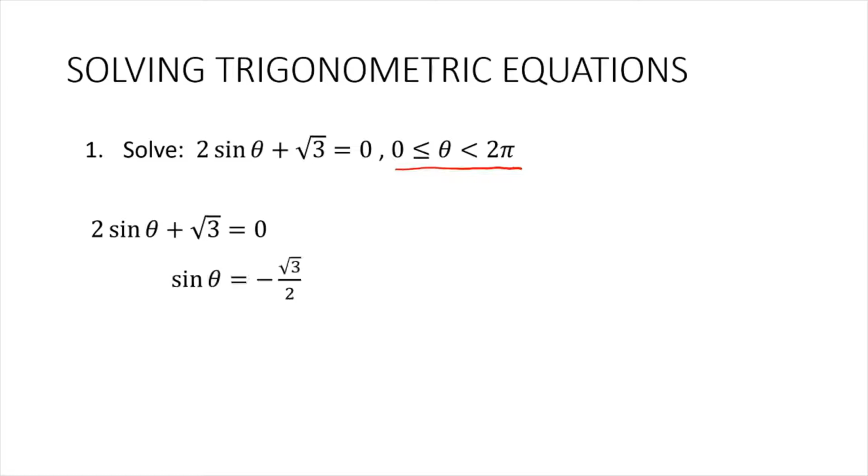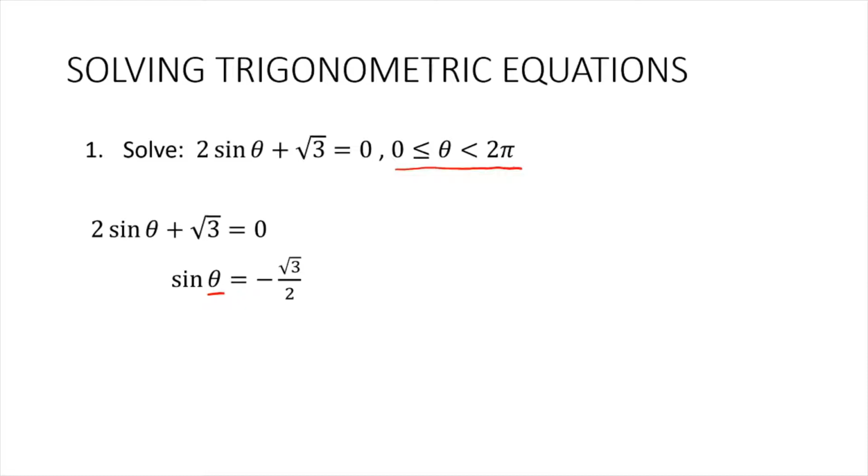Transpose square root of 3 to the other side, we get negative square root of 3, and then divide both sides by 2. This gives us sine theta equals negative square root of 3 over 2. From here we can now determine the value of angle theta.